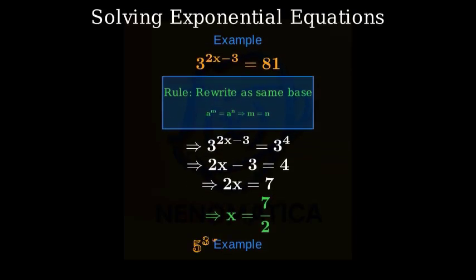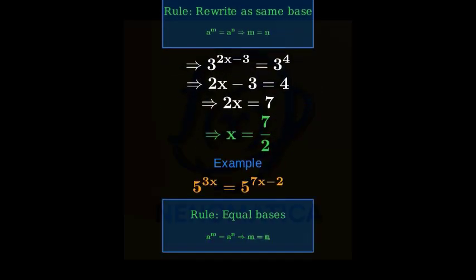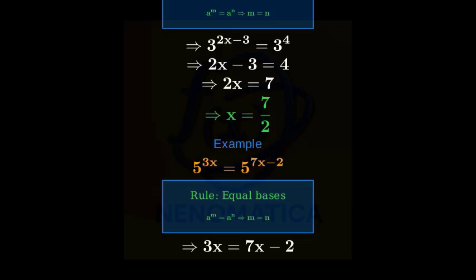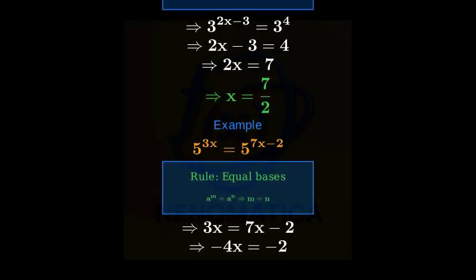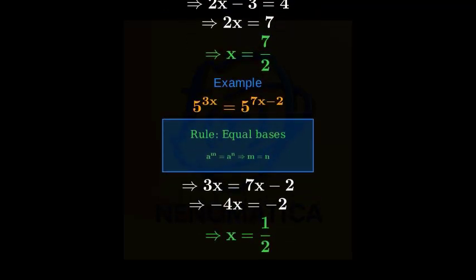Let's solve another exponential equation. 5 to the power of 3x equals 5 to the power of 7x minus 2. Since we have the same base on both sides, which is 5, we can equate the exponents directly. Next, I'll move all terms with x to the left side of the equation. Subtracting 7x from both sides, I get negative 4x equals negative 2. Finally, I'll divide both sides by negative 4 to solve for x. This gives us x equals 1/2.